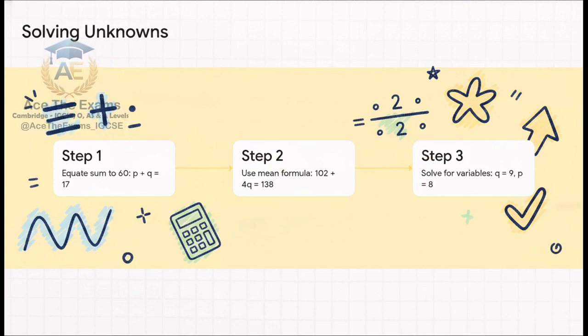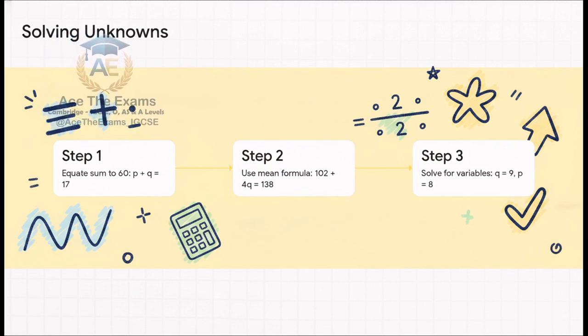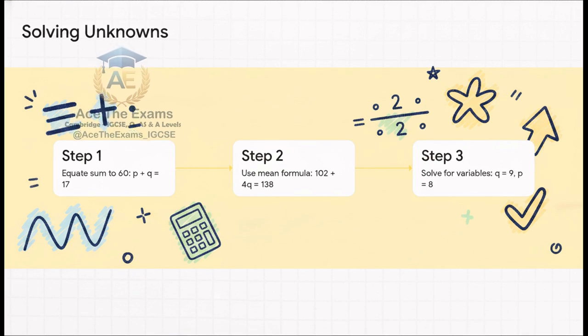Step 3 is where it all pays off. Subtract 102 from 138, you get 36. So 4Q equals 36, meaning Q is exactly 9. Substitute that 9 right back into our first equation, and P has to be 8. See? By setting it up systematically, the algebra literally does the heavy lifting for you.